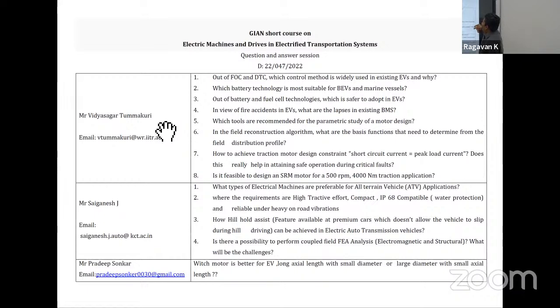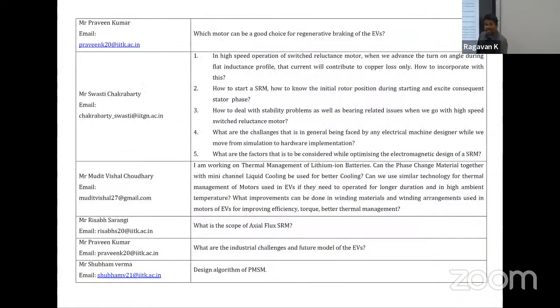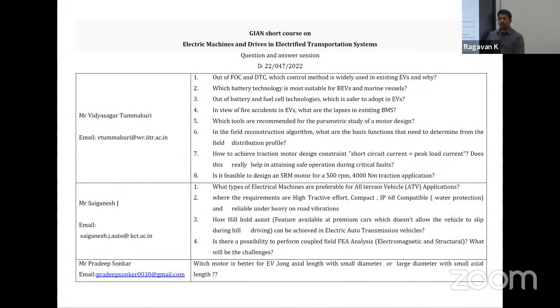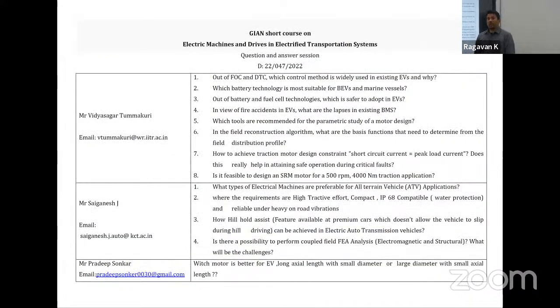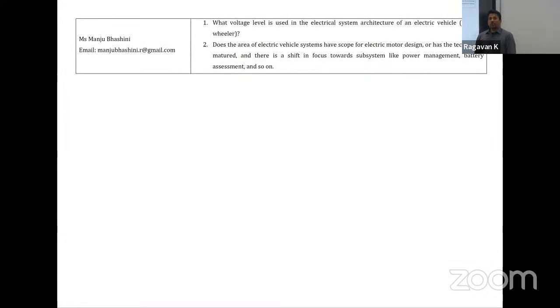Yeah, the first one. In field reconstruction, which tools are recommended for parametric study of motor design? ANSYS has very nice parametric models for designing a model. They actually allow you to change the variables in the system. Of the bunch that I've seen, I found ANSYS to be the most practical. My students use that as well. So you can actually create a range of values to do all the simulations. It's still setting up the model.